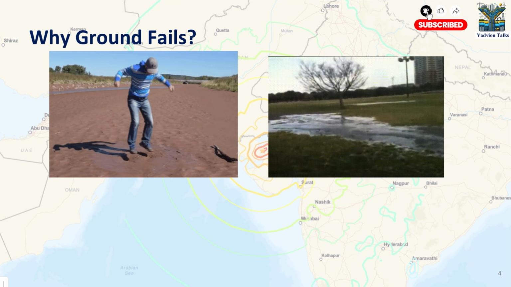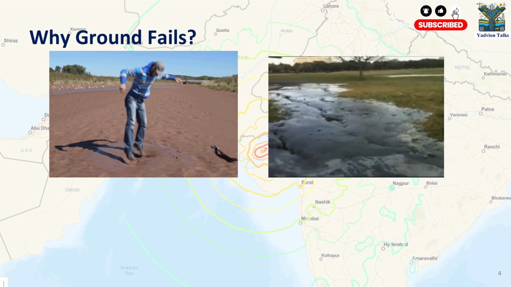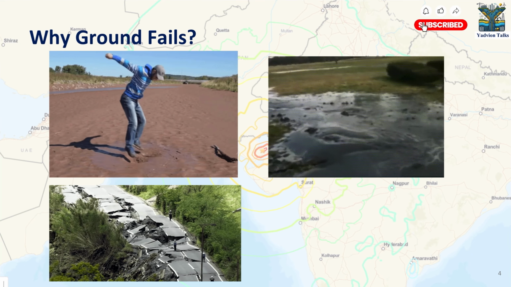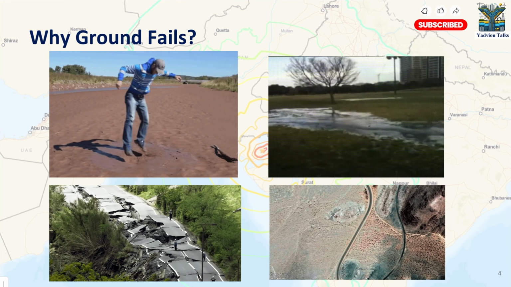Now you can see this phenomenon, liquefaction, during the earthquake. Why does this happen? If it happens, it will create ground failure. You can see the entire soil on the river bank or anywhere on the crust get cracked and damaged. So let's see what happens in liquefaction.